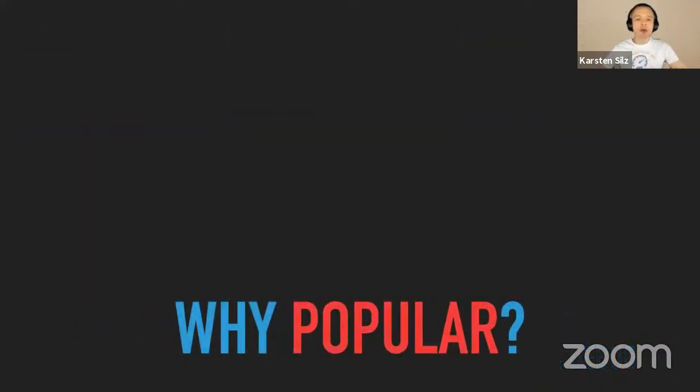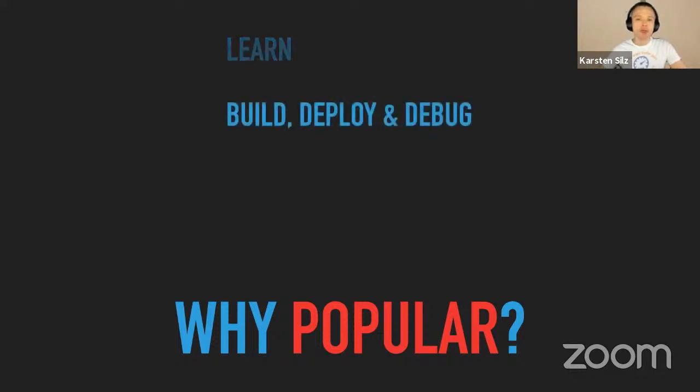So why am I talking about popular? Why do we care about whether technology is popular? Well, it's really 4 reasons. The first one, if you pick a popular technology, it's easier to learn. You find more books, more training courses, more videos on YouTube. Build, deploy, and debug is also easier because you just find more tools, and the tools that are out there are more mature and more capable.